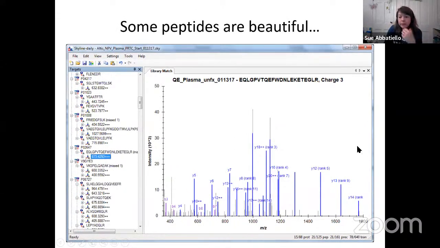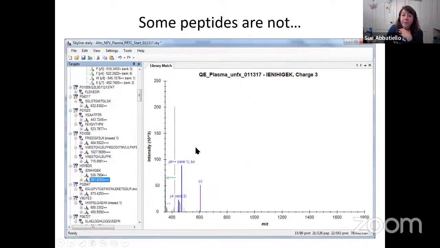Also, some peptides are super beautiful. When we go through, we see a lot of ions generated. This looks great. I'm pretty confident that this is the peptide. But some peptides don't look great. Even though this was identified based on database search, and it got whatever score based on my cutoff criteria, it's not generating ions that I think are worth pursuing. If there were other peptides from this protein, I might just delete this one and not pursue it.